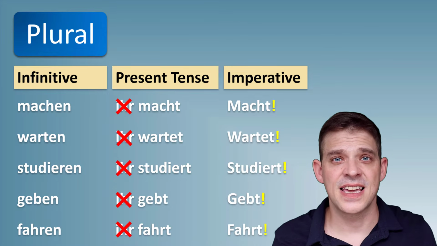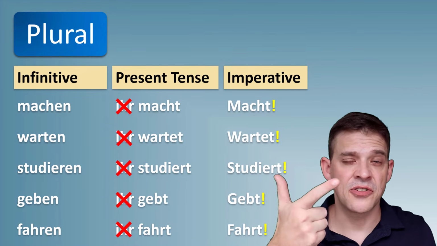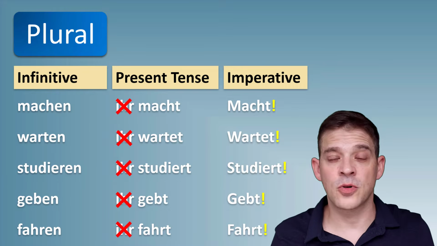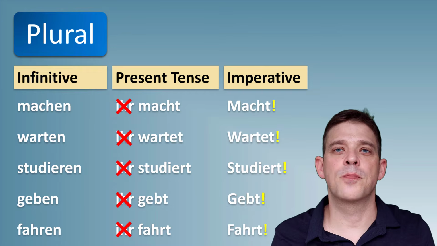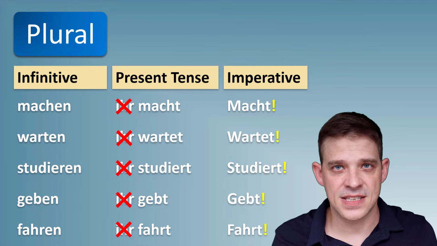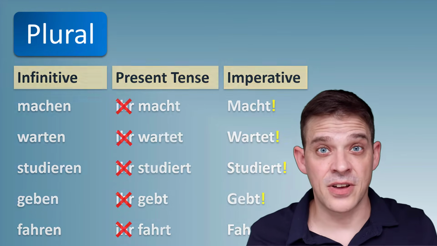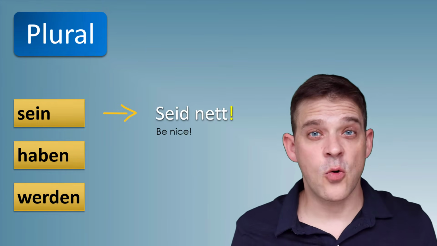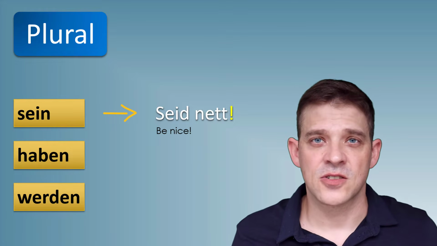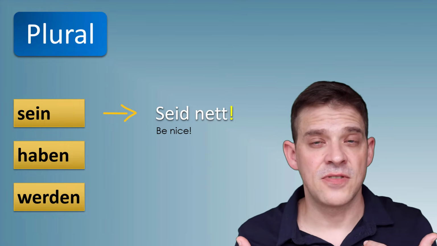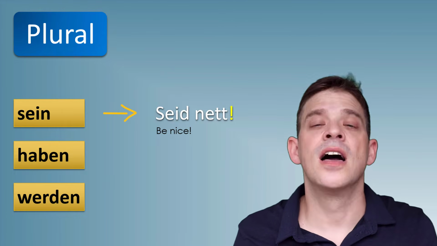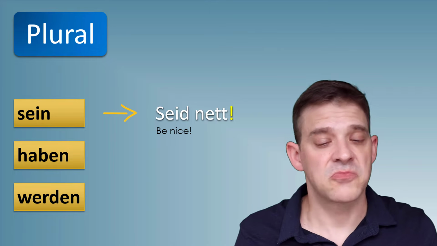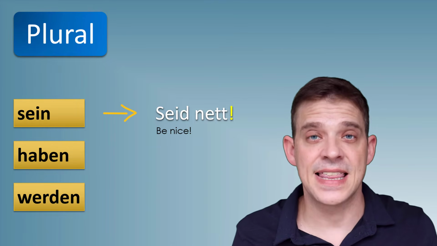So here you can see that it doesn't matter if it's a regular verb, an irregular verb, or whatever. In imperative plural, it's always the second person conjugation, present tense. That's important. Even for these three auxiliary verbs, which are usually irregular, sein. So when you conjugate it, wir sind, ihr seid. Ihr seid, present tense conjugation. Imperative is also seid. Zum Beispiel, seid nett, be nice.